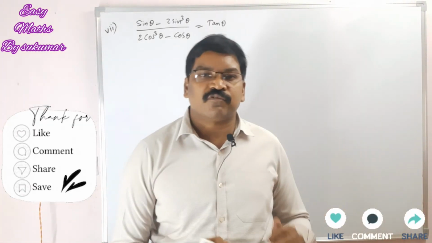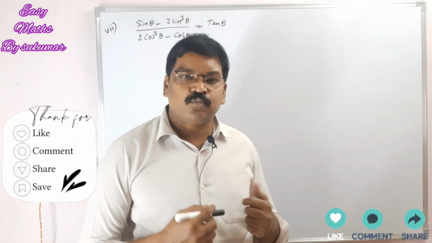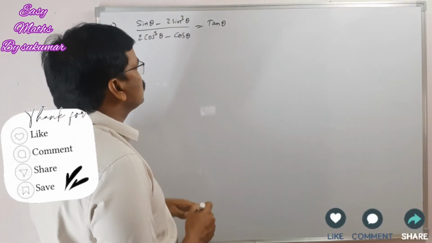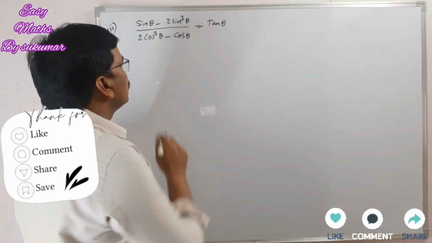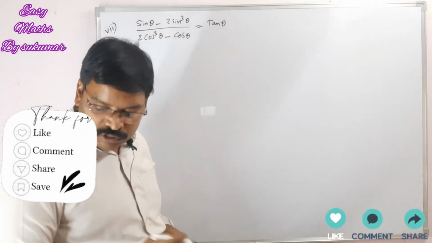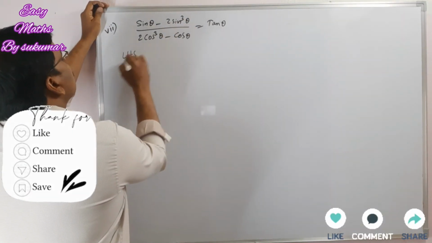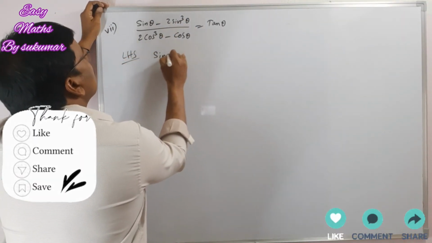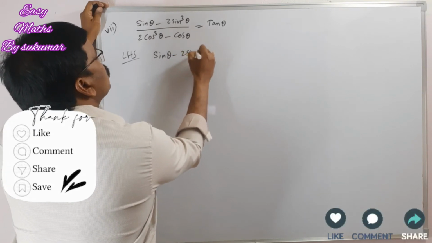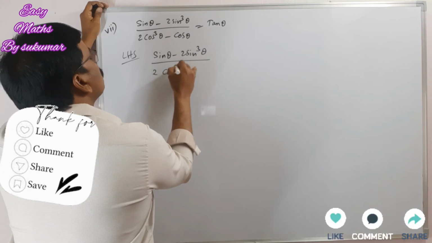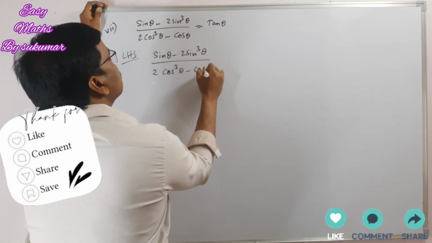Coming to the 7th question in exercise 8.4 for CBSE students. Prove that sin theta minus 2 sin cube theta by 2 cos cube theta minus cos theta. Right. Here take the LHS first, my dear students. That is sin theta minus 2 sin cube theta by 2 into cos cube theta minus cos theta.